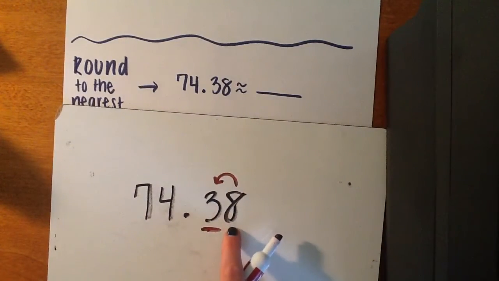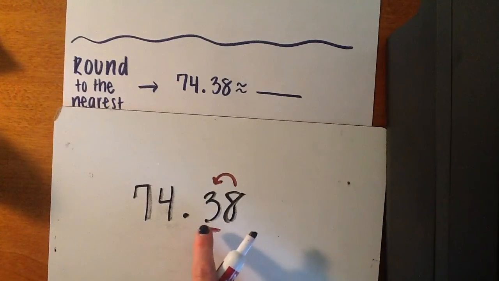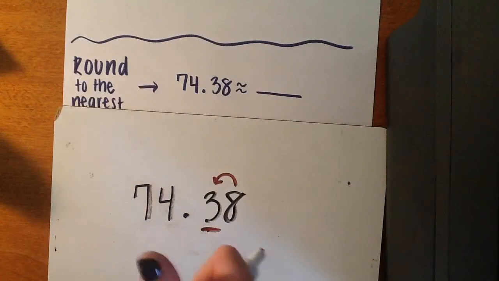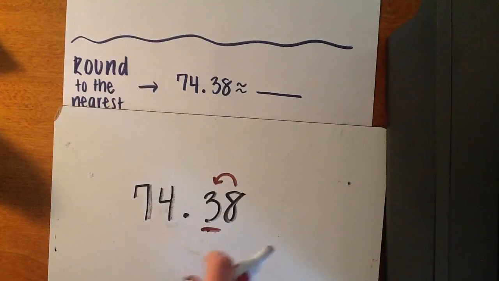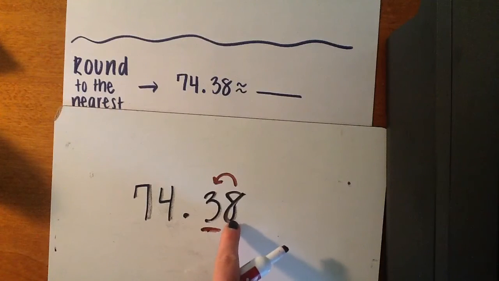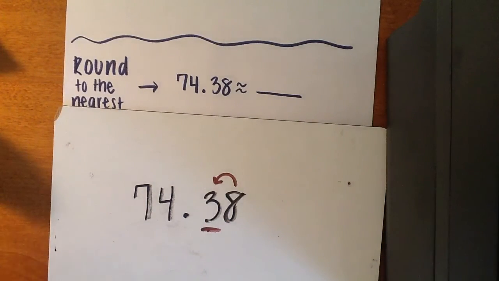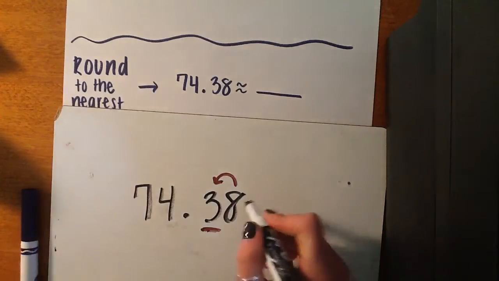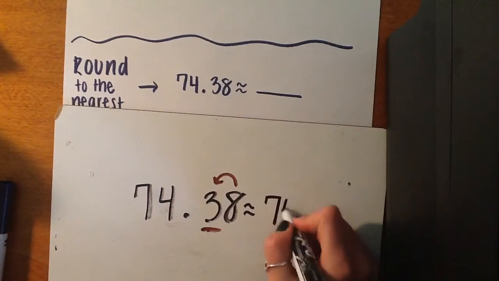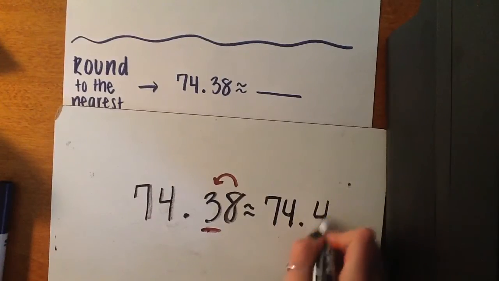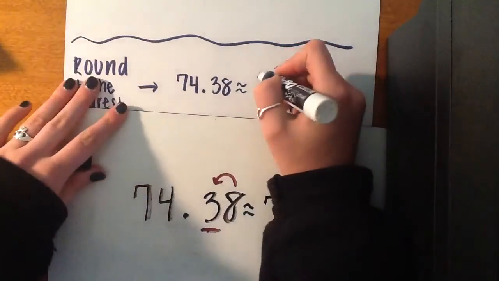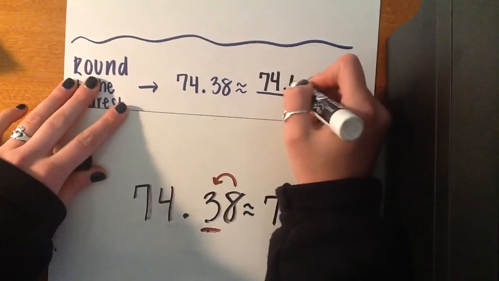This 8 is going to tell me, am I going to keep this 3 the same or bump it up to a 4? Well, I know that this 8 is 5 or greater, so that means this 3 is going to be bumped up to a 4. So when I rewrite it, it's going to be 74 and 4 tenths.